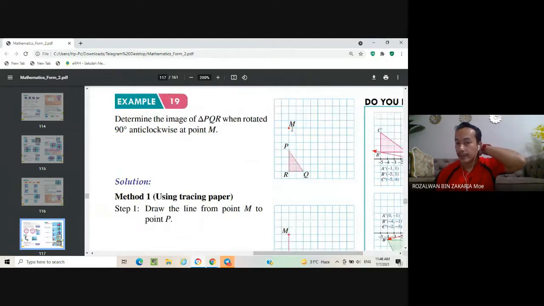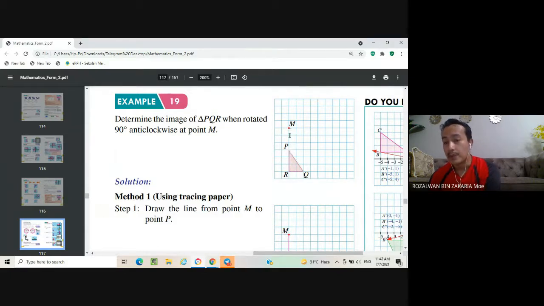So how to do this one? Firstly, you have to use a ruler, then join the point M to the point P here. Make a straight line here. Then after that, what to do? This point P will undergo the rotation 90 degrees anti-clockwise at the point M.